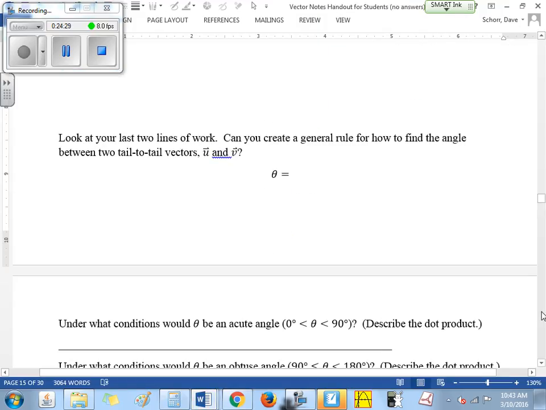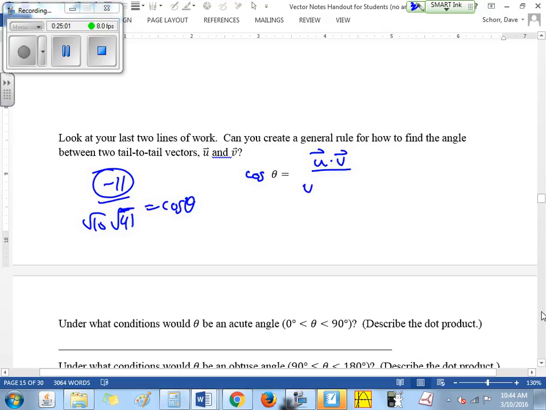Look at your last two lines of work. We kind of already peeked at it. Can you create a general rule? So here's the situation we had. We had a negative 11, we had a rad 10, a rad 41, and this was equal to cosine theta. That top number was u dot v. How long did it take you to find u dot v at the top of this page? Yeah, like 10 seconds, right? 15 seconds. Super easy. And these are the magnitudes of u and v. How long does it take to find a magnitude of a vector?